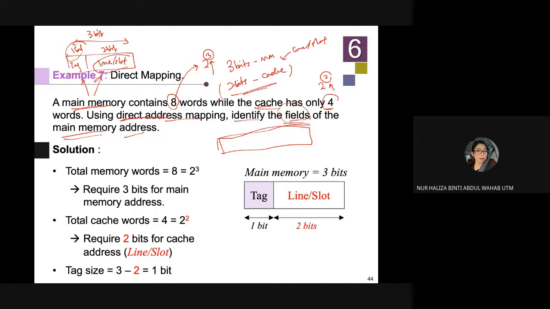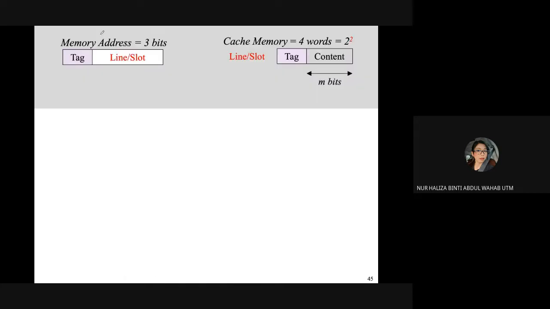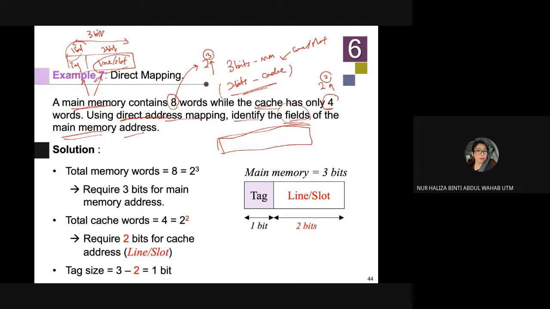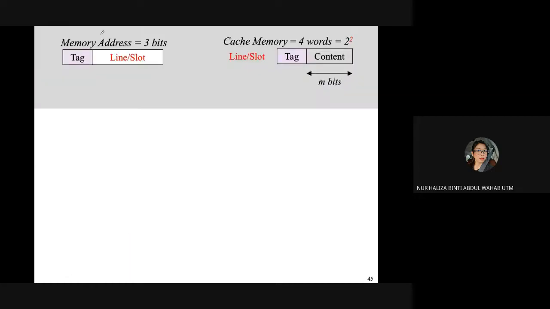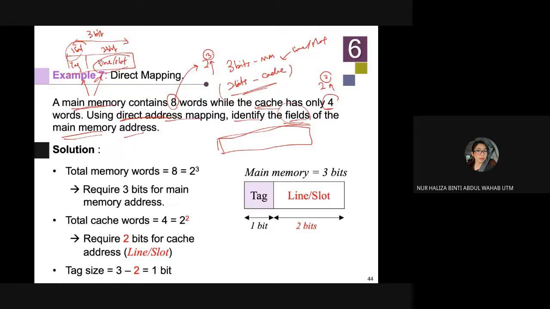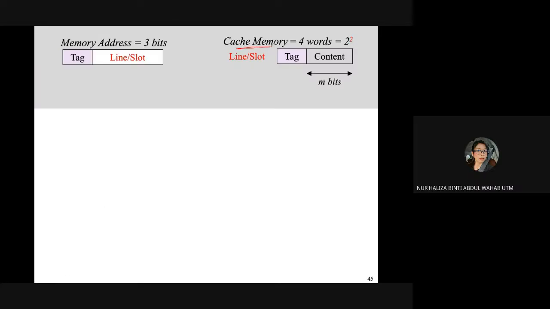How are you going to justify it? So the tag size will be 1 bit. Now after that, because you're going to find the address, you're going to look into the cache memory also. This part I already drew, and now we're going to look into the cache memory.